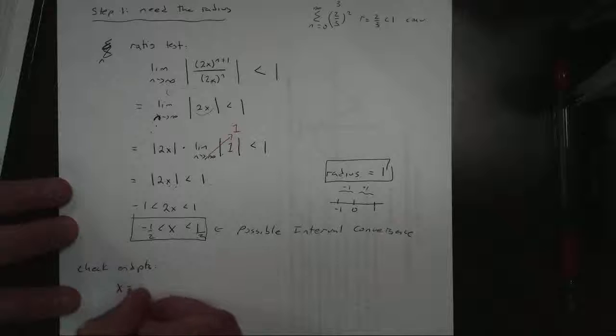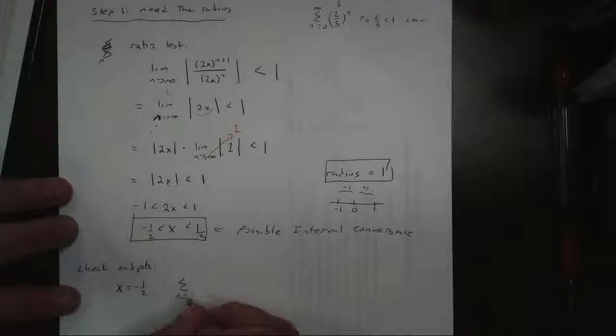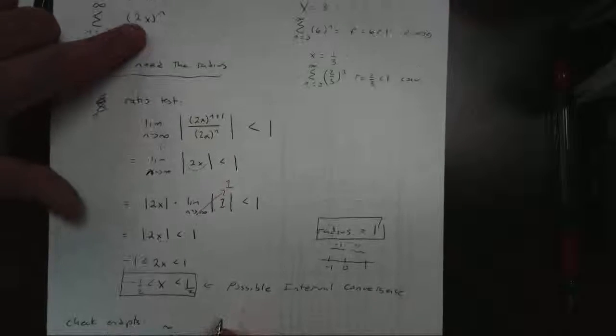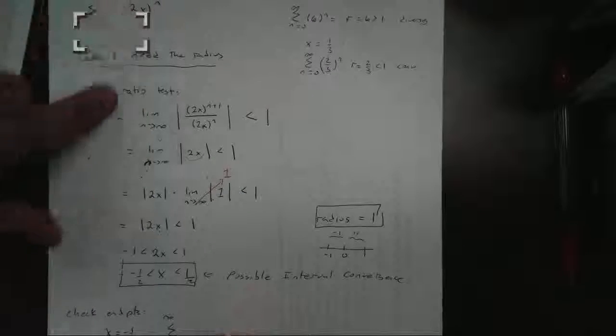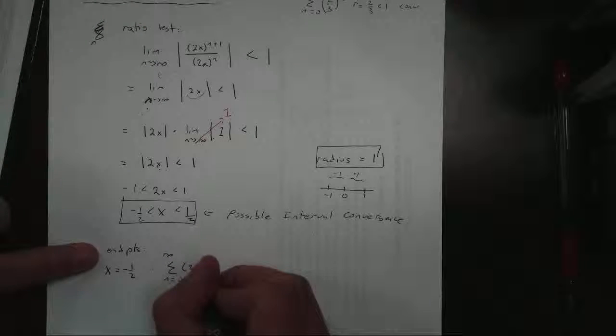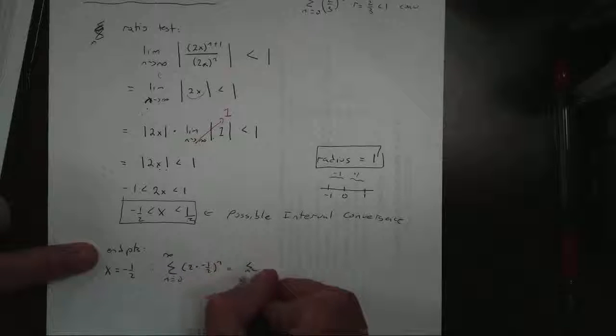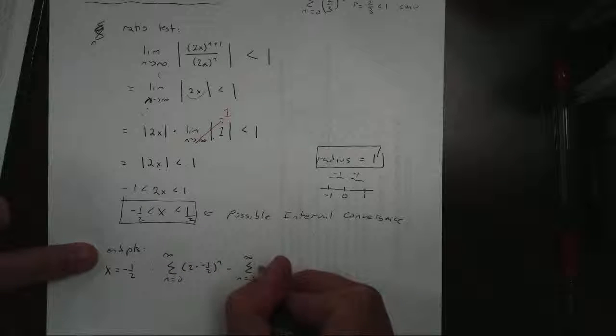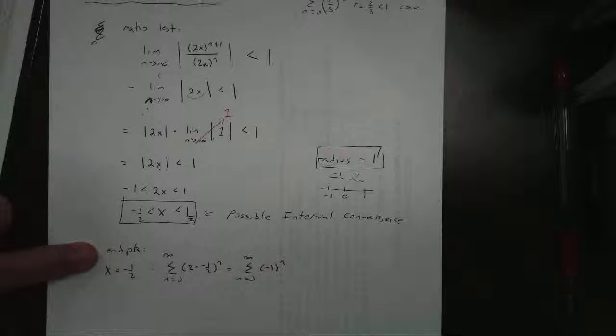So my first endpoint is -1/2. What I do is I just plug it into the original problem. Remember, it was 2x, right? So if I multiply 2x by -1/2, I get the sum of 2 times (-1/2) to the n, which becomes the sum from n equals 0 to infinity of just (-1) to the n.